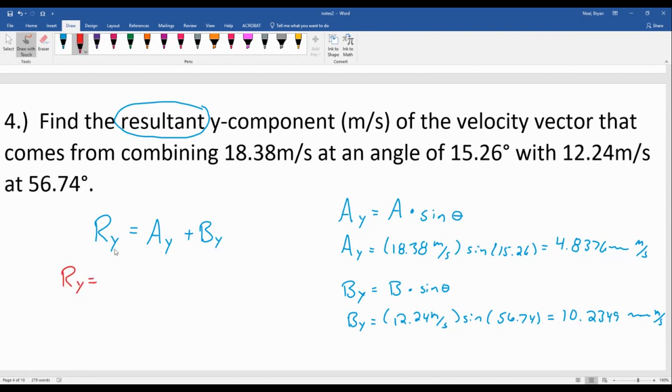Technically, we don't have the answer yet, but we're super duper close. We're going to take each of these different values. So for the first one, 4.8376, blah, blah, blah. And for the other one, 10.2349, so on, so on. And the units won't change. We'll just overall get a larger answer because everything's positive. But by combining these, we should get about 15.07. And because this is intended to be the final answer, round to two places here.